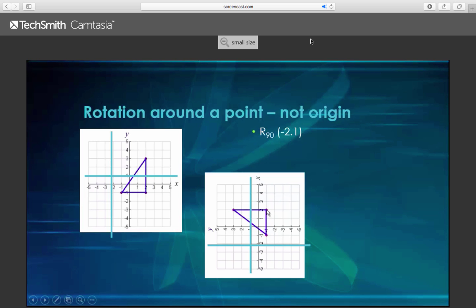Same thing for this point over here. When it's turned 90 degrees, from the origin, it's back 2 and up 4. So when I go to the original, that new point is going to be back 2, up 4, and that's where my new point will be. So the only difference when you're rotating around a point that's not the origin is that you want to make that new point look like your origin on a piece of graph paper.